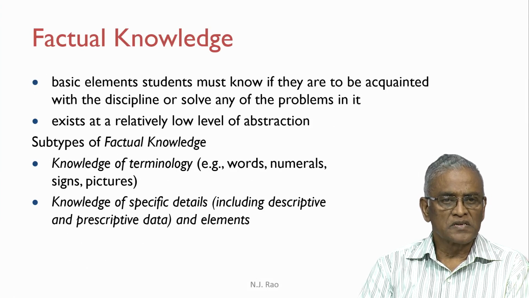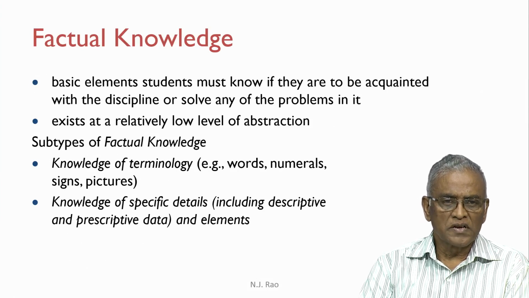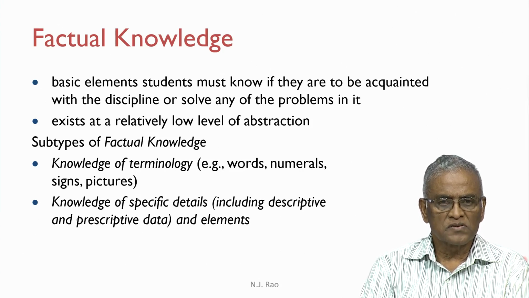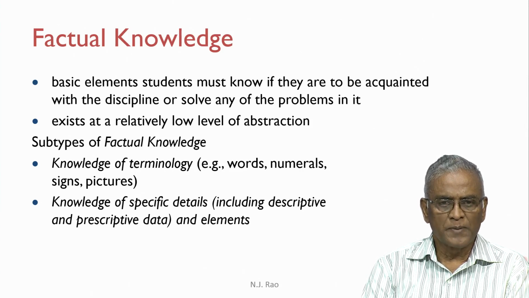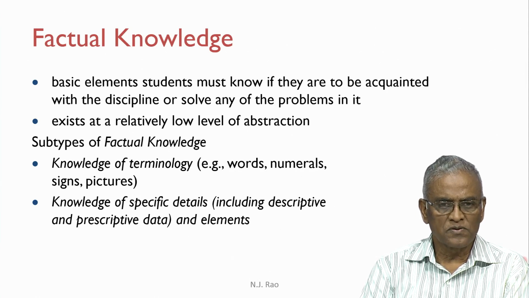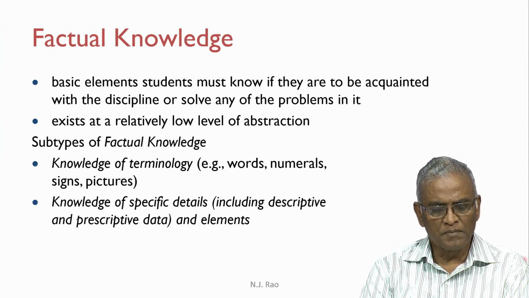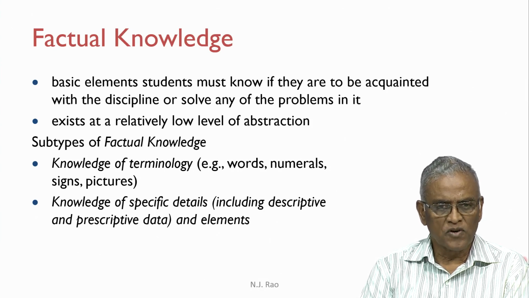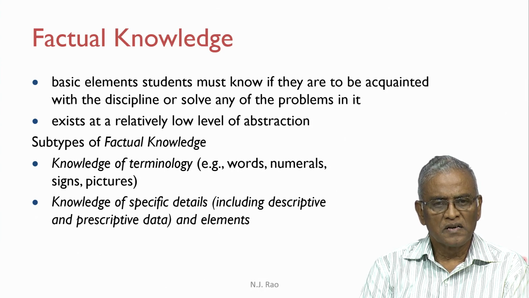This is fairly simple to understand. Factual knowledge is the basic elements students must know if they are to be acquainted with the discipline or solve any problems in it. It exists at a relatively low level of abstraction. First of all, every subject has its own language. There are terms that are defined specifically and you have to use those terms only in that context, that means specific to that subject. And there are some symbols that we associate with some device or some function, whatever it is. You have some terminology and some kind of symbols.